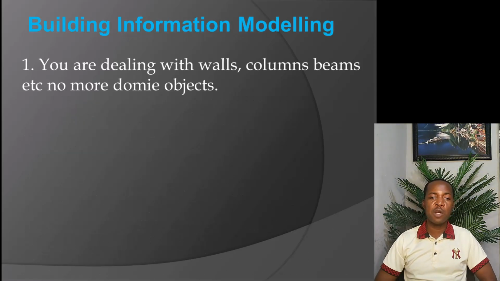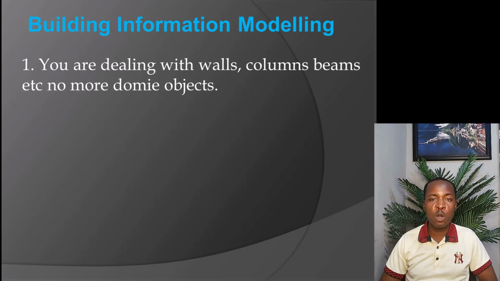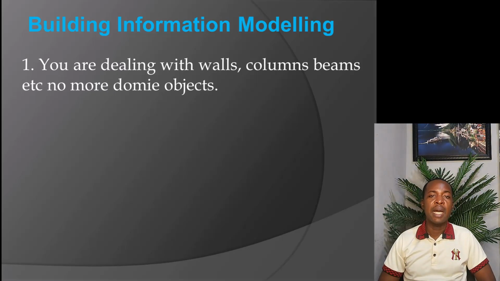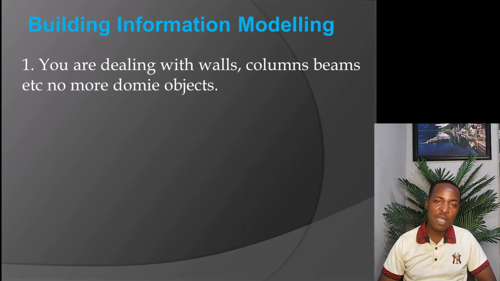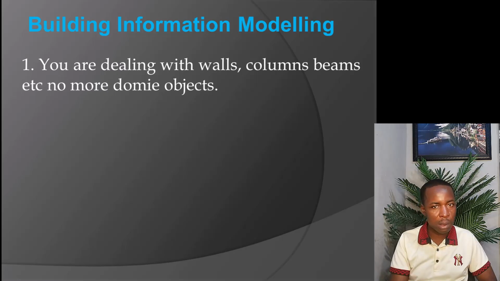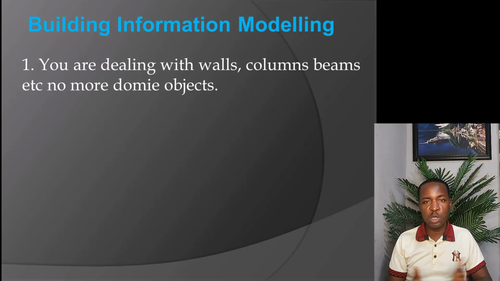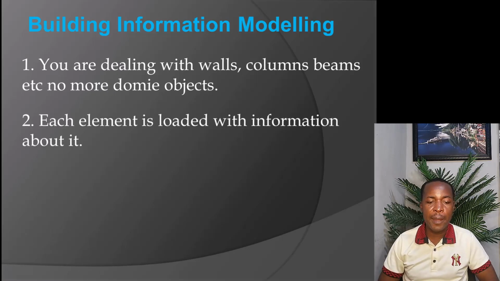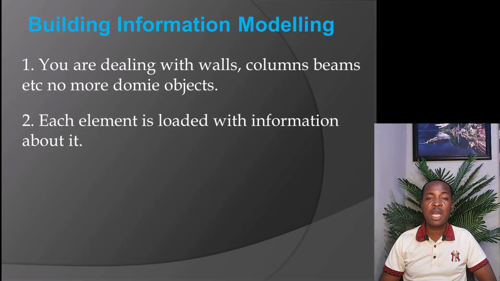Now let's talk about Building Information Modeling. At this point, you are dealing with walls instead of lines. You are dealing with walls, columns, beams, etc. No more dummy objects like lines and those objects that are not related to each other. In BIM, each element is loaded with information about it.